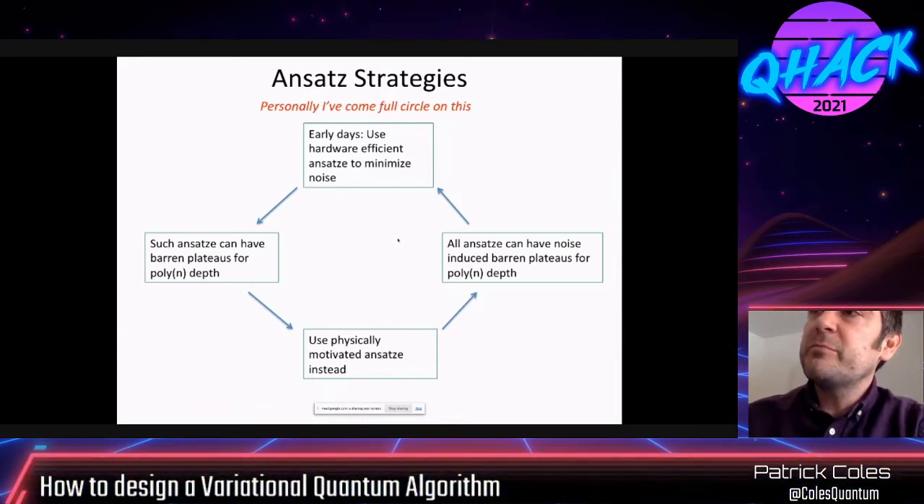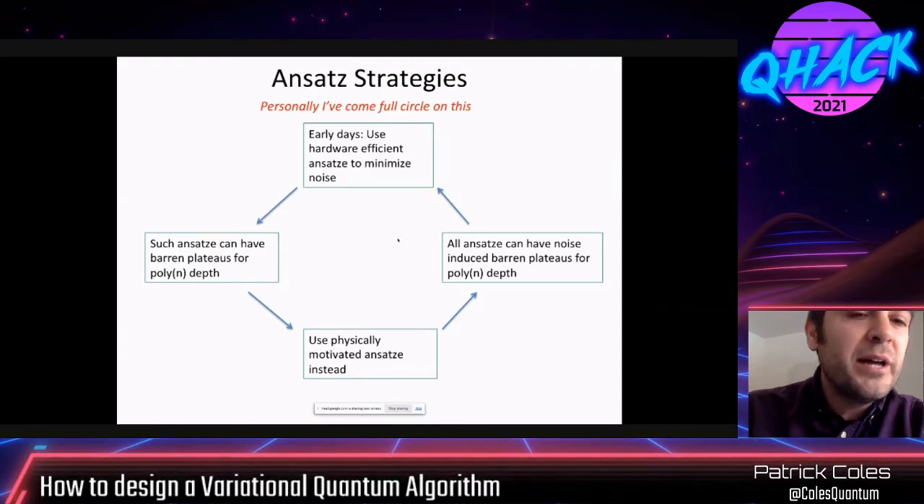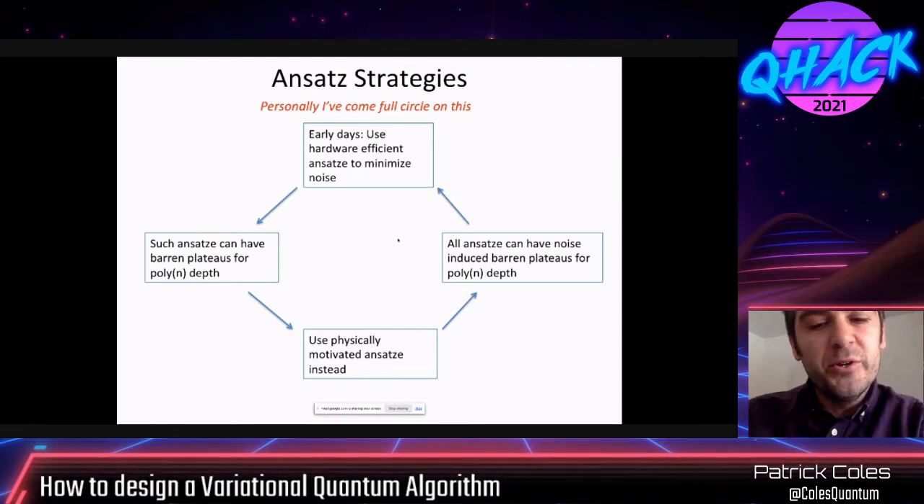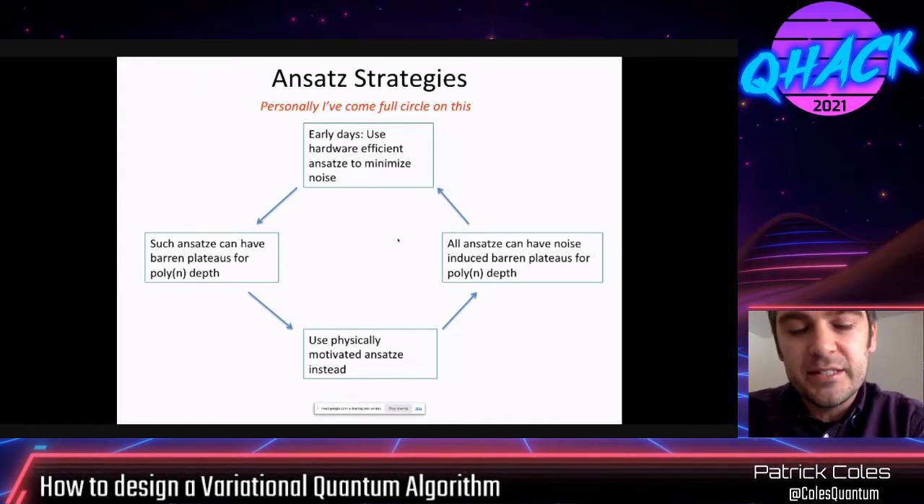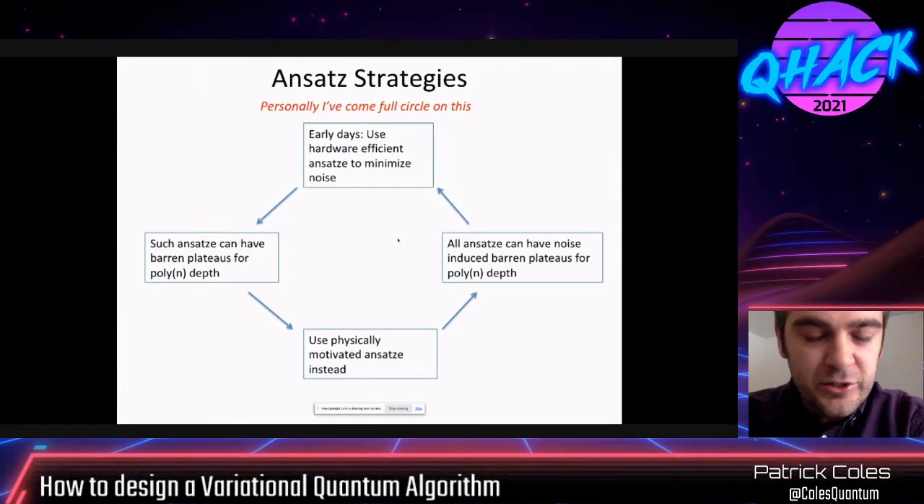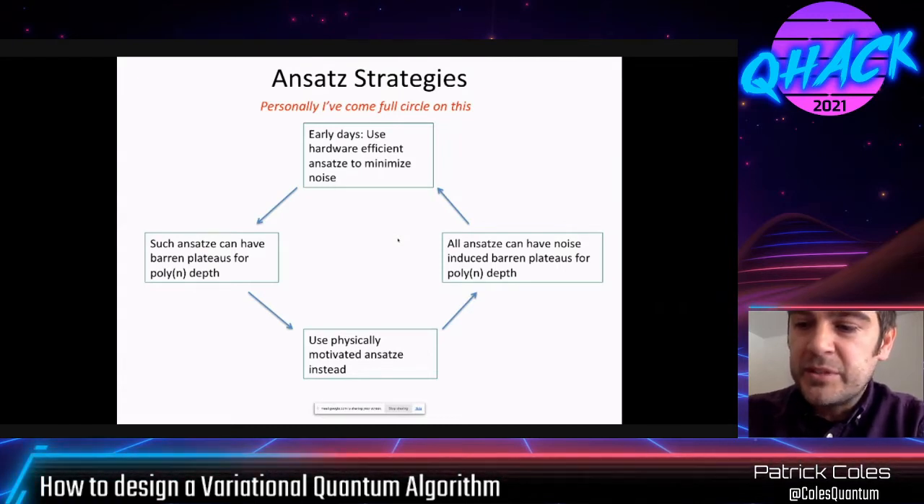But then it was observed by the Google group that such ansatzes can have barren plateaus for poly-n depth. Whenever you make them deep, they tend to have really small gradients, so they become hard to train. So people said, all right, let's use physically motivated ansatzes instead. Let's use ansatzes that are suited to our problem, like maybe a coupled cluster ansatz for chemistry and other things, and that's obviously a promising approach.